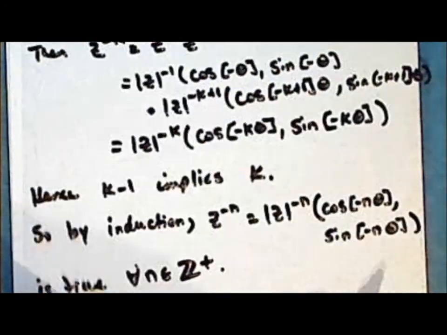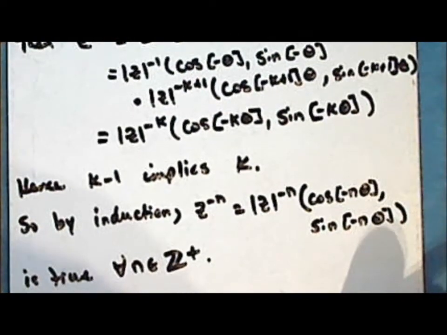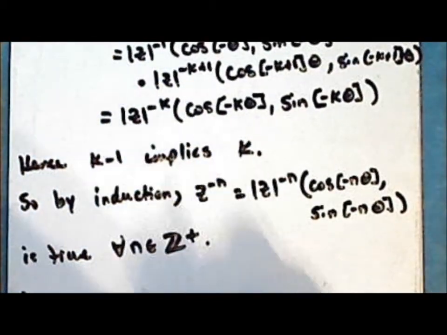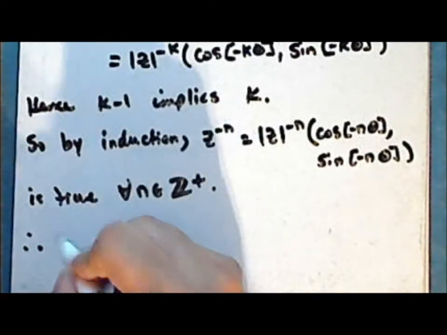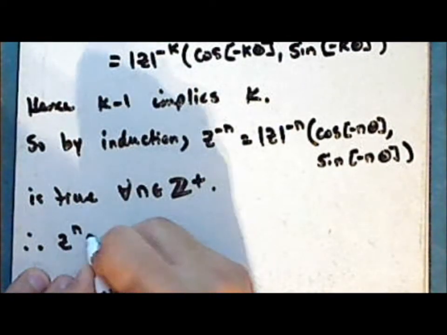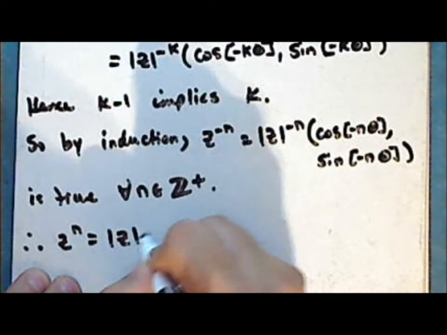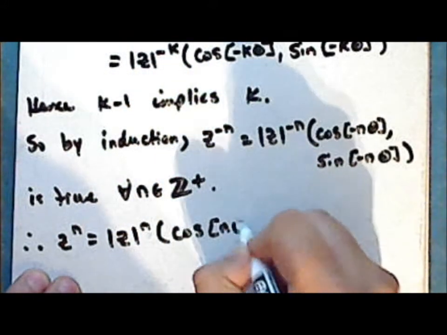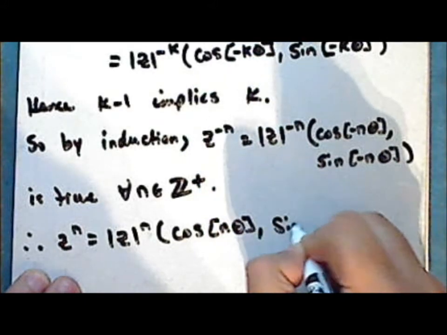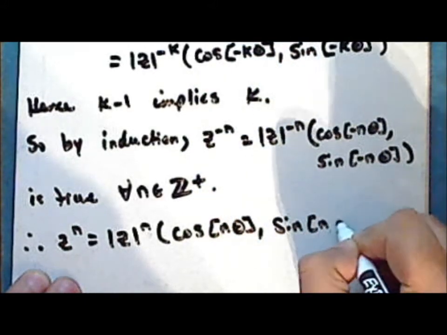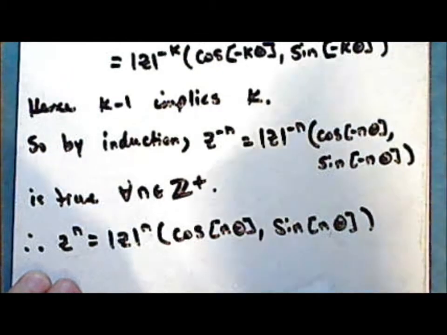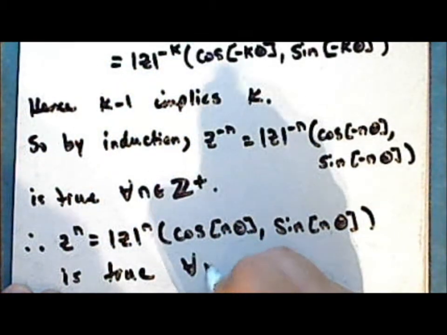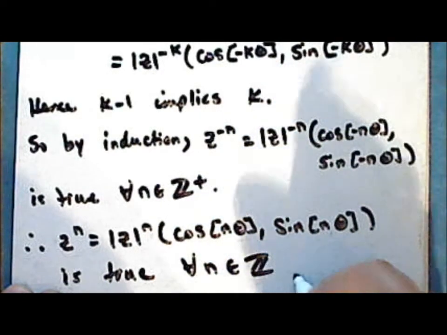So we have now covered all cases, the negative integers, the positive integers, and 0. And so we have demonstrated that the statement z to the power of n is equal to the modulus of z to the power of n times the ordered pair cosine of n times theta, sine of n times theta. And this statement is true for every integer n. Alright?